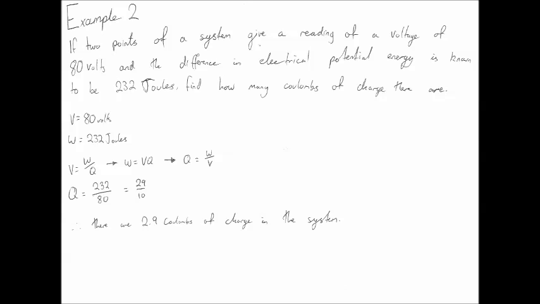Now for my second example, I have a system which gives a reading of 80 volts between 2 points, and I know the difference in electrical potential energy is 232 joules. Now I want to know how many coulombs of charge there are. So again, writing out the variables of V equals 80 and W is equal to 232, we can then put these into the formula to find that 80 is equal to 232 over Q. Now we can rearrange this formula to find that Q is equal to 232 over 80, and therefore there are 2.9 coulombs of charge in the system.